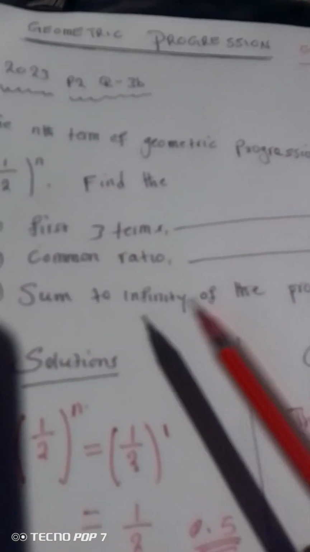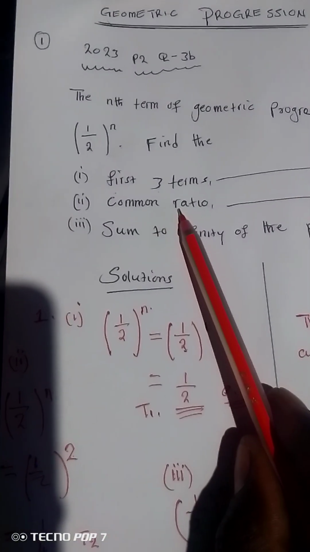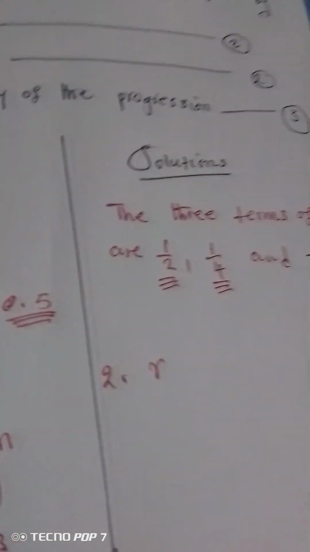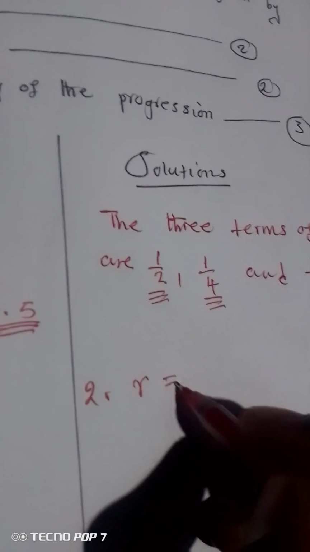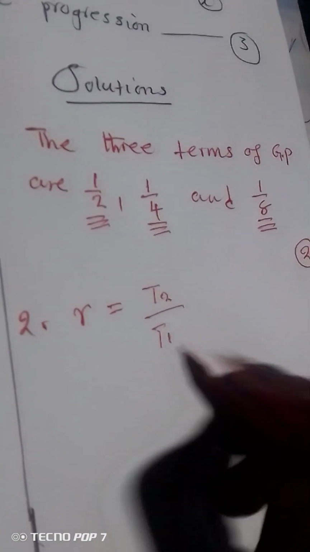Second question. The second question says, let's find the common ratio. And for solving this question, we are also going to earn 2 marks. So we are finding the common ratio. How do we find the common ratio? Common ratio is denoted by the letter R. Common ratio is equal to the second term over the first term.